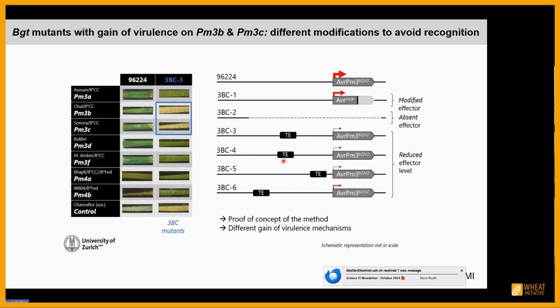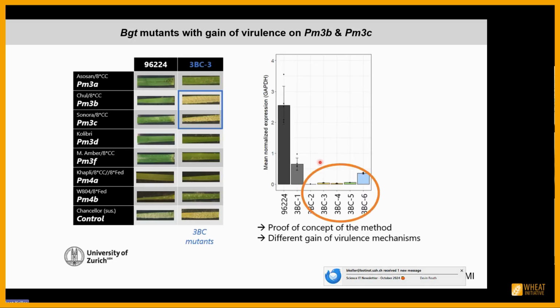And when we then looked at the expression level of these insertions, you can see the result here. BC2, that's the large deletion. So there is, of course, no expression of this effector gene, but then these are the transposon insertions here, and they have a much lower expression level due to this transposon insertion, and this probably then results in the loss of recognition and virulence on PM3B and C.